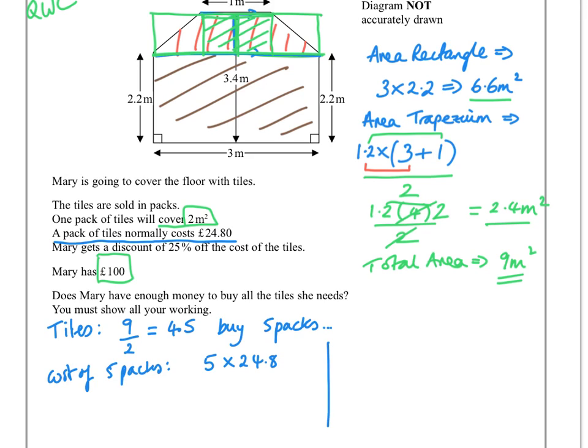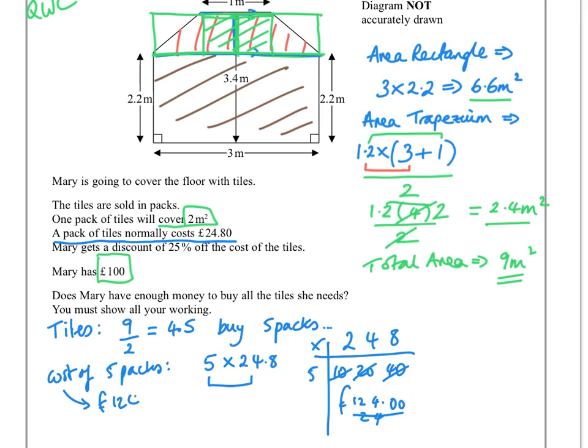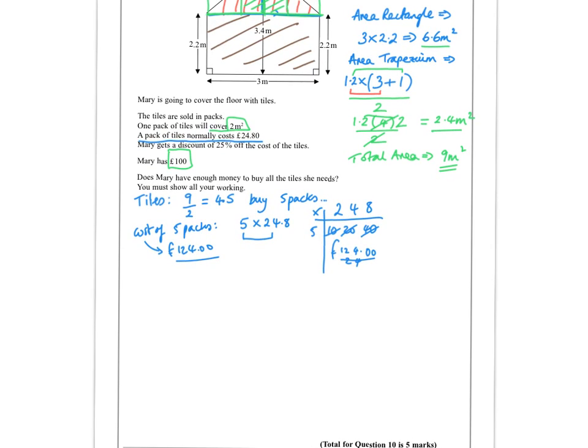24.8. So I would do a multiplication grid. And so we've got 40, 20 and 4, and then 12. And then I'm using my estimation, I'm saying 5 20s are 100, so the answer would be £124. So that will be the cost. And you can do your multiplication by hand however you want to do it. And then she gets a discount of 25% off the total cost of the tiles. And this is where you can go into having a different approach. So once you've got your cost of 124 before the discount, there's a couple of ways that you can find the discount without a calculator.